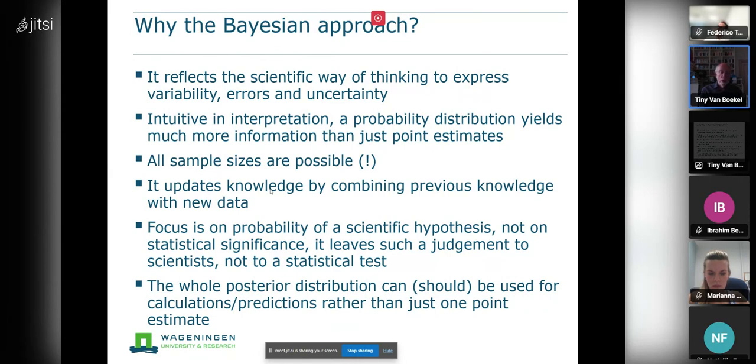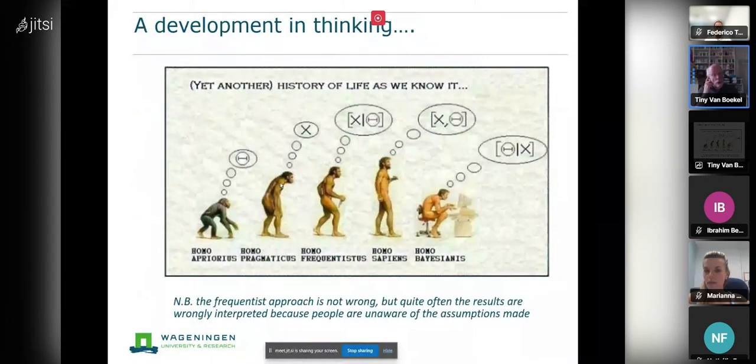And the focus is really on the probability of a hypothesis. It is not on what is significant or not. This should be a judgment of scientists and not of a statistical test. And this posterior distribution you can use, as I mentioned already, with a lot of further calculations in which you use the whole distribution rather than just one point estimate. So really, I think that the fact that we can now use the Bayesian approach with our computer power is a development that helps us a lot.